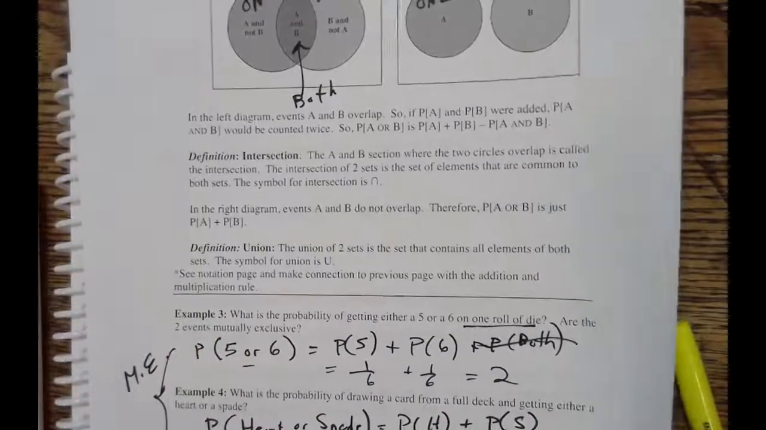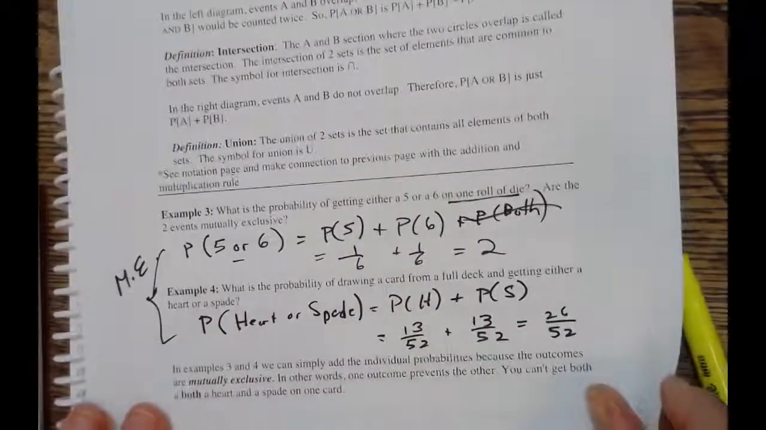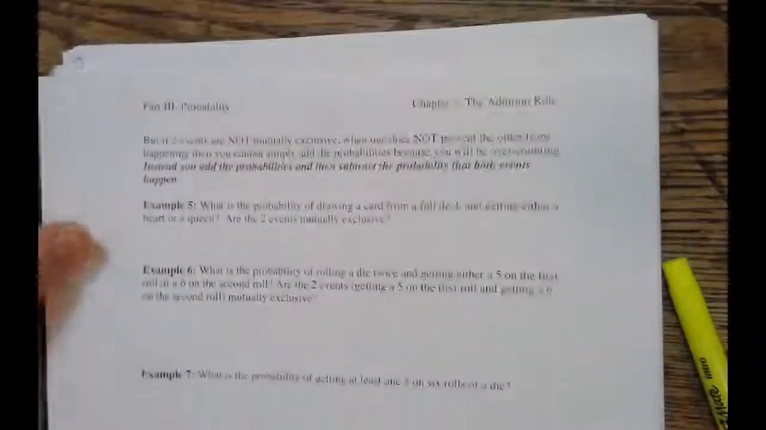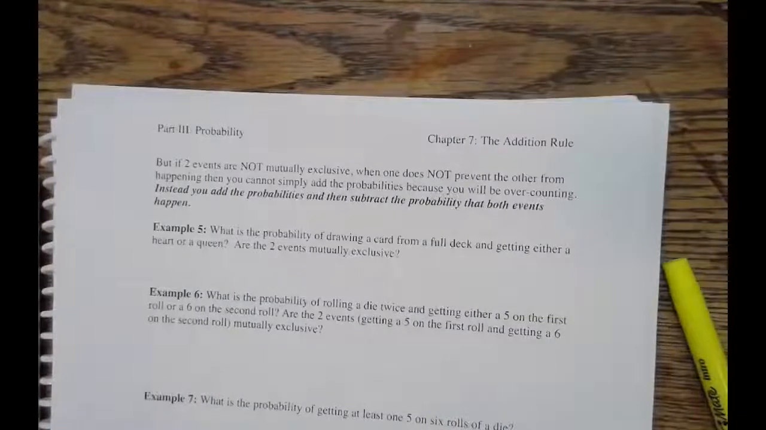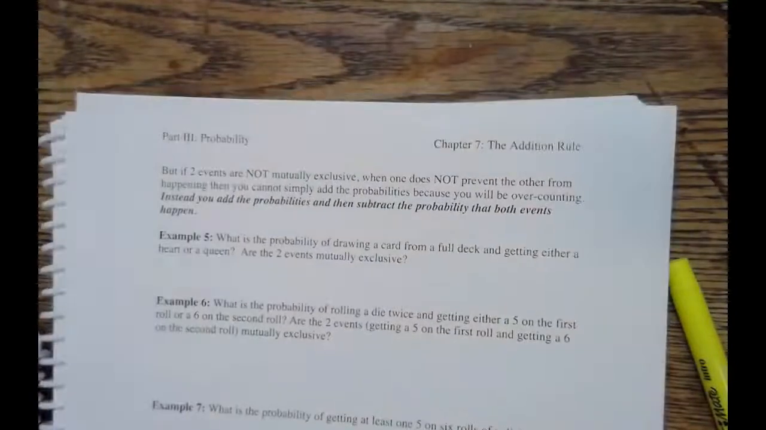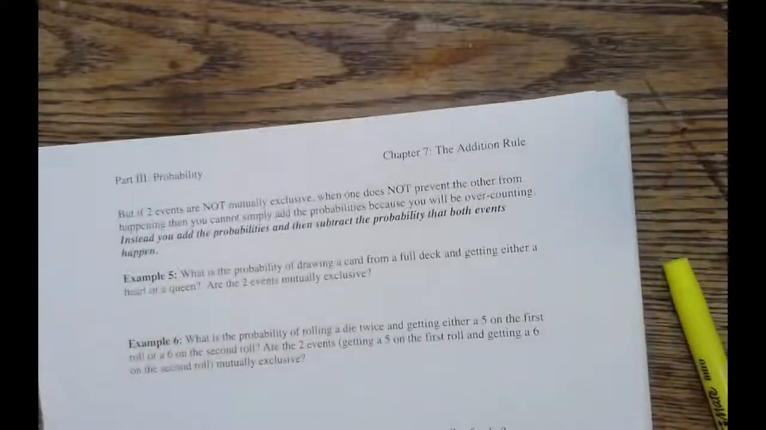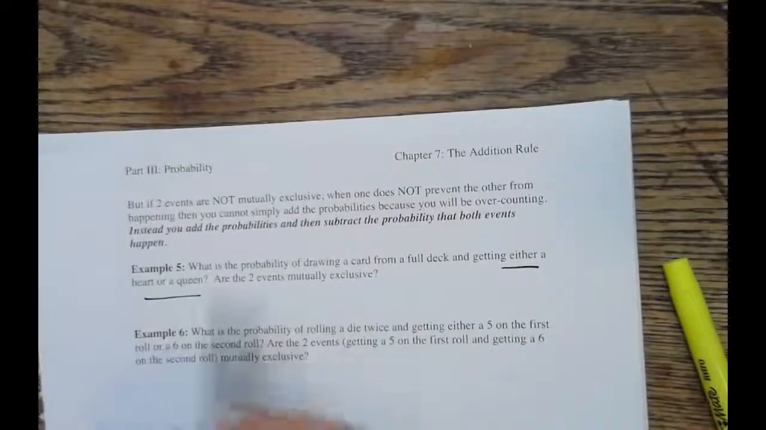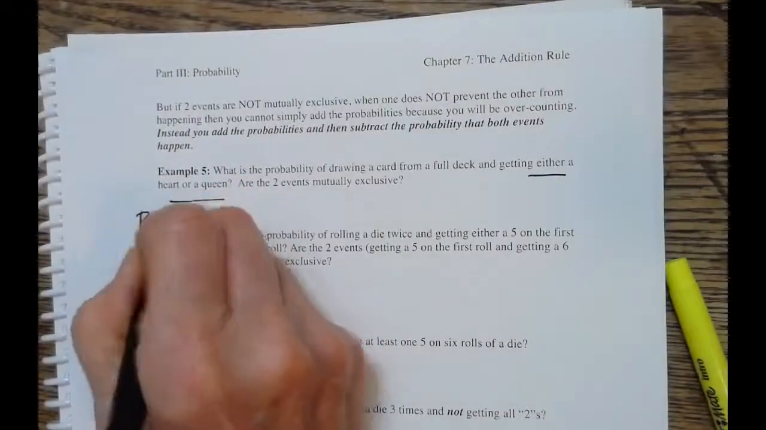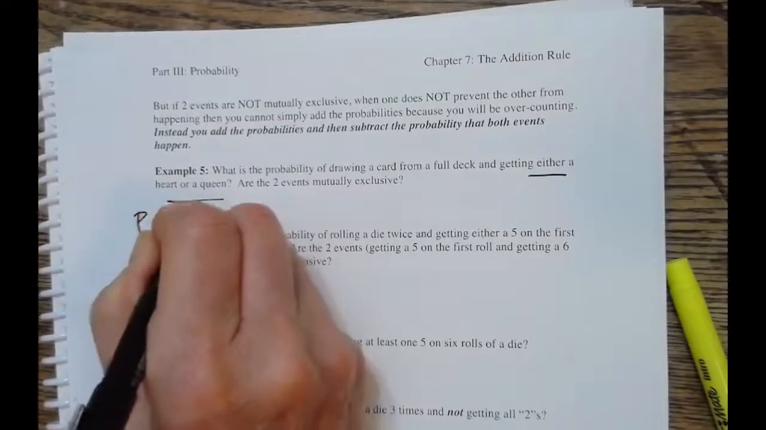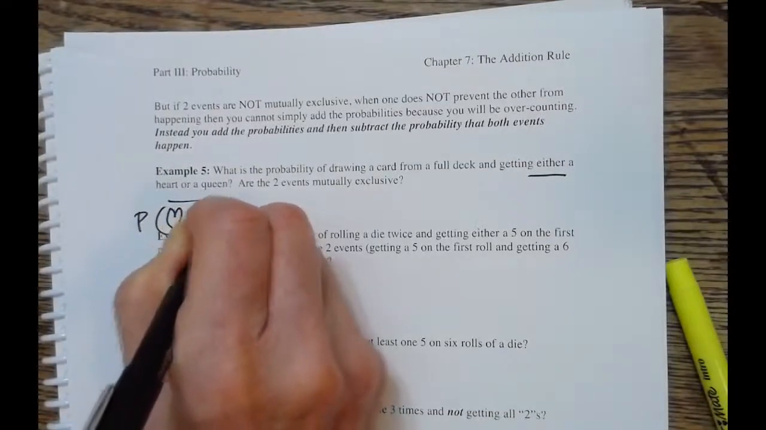But let's look at an event that's not mutually exclusive. Here's a good example of an event that's not mutually exclusive, and that's the probability of getting either a heart or a queen. Okay, either a heart or a queen when you draw a card. So the probability of a heart or queen.